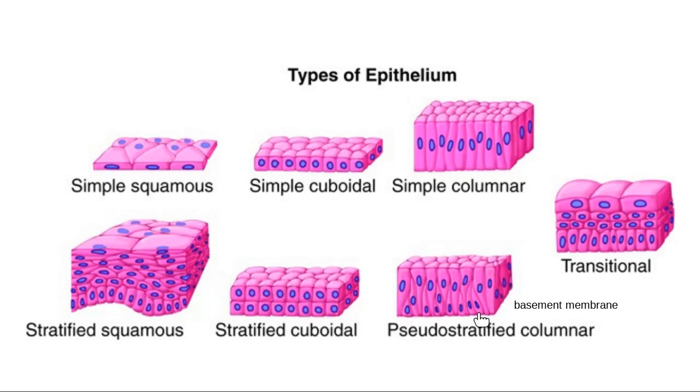If all of the cells touch the basement membrane, it's pseudo-stratified columnar epithelium. If all of the cells have their nuclei in a straight line and they're all touching, that's simple. But because these nuclei are all over the place, we are pretending to be more than one layer. We are pseudo-stratified.